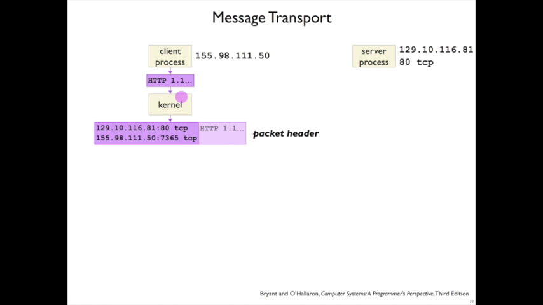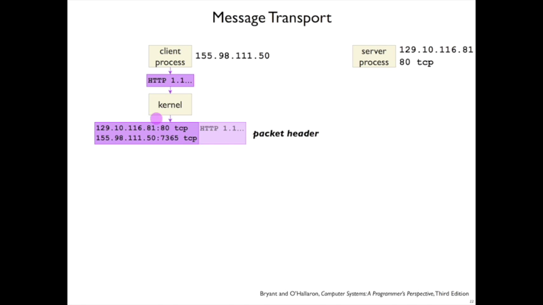That payload is combined with a particular address as it's sent to the kernel. The kernel will assemble the payload with a packet header to say where this data is meant to be sent to. So you see the packet header is going to have information about where this packet is meant to be delivered. It'll also say where that packet is coming from.